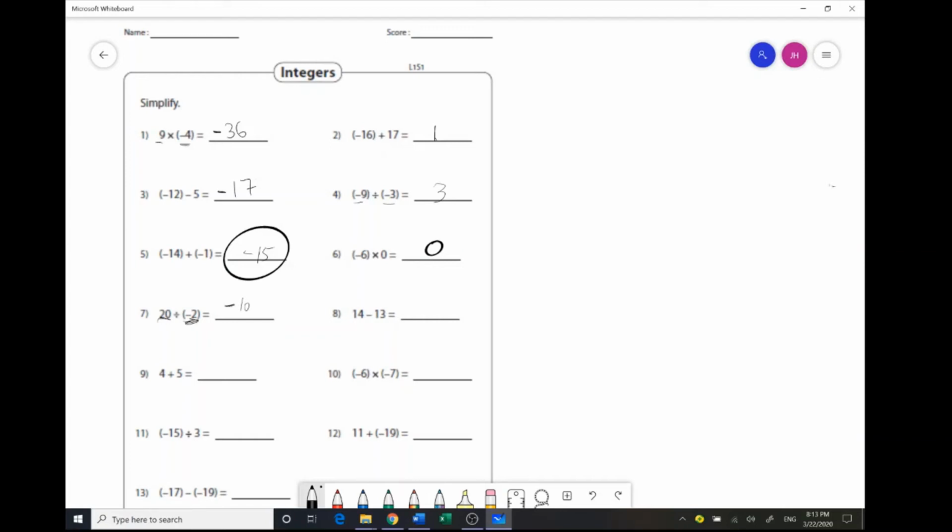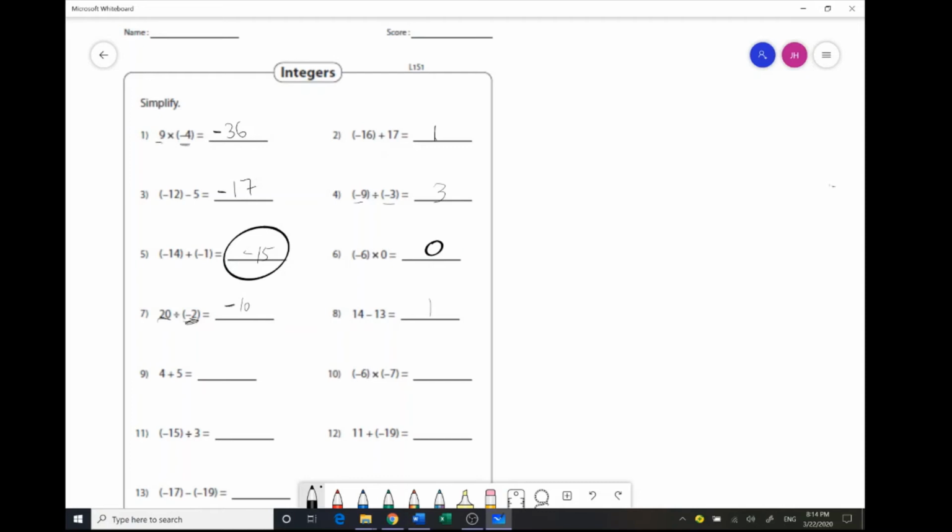Number 8, 14 minus 13. Okay, because we've been dealing with positive, negative numbers, adding, subtracting, multiply, dividing, sometimes when we come back to simple problems of 14 minus 13, some students will get this type of questions wrong because they overthink. So in this question of number 8, it's simple math. 14 minus 13 is just 1.